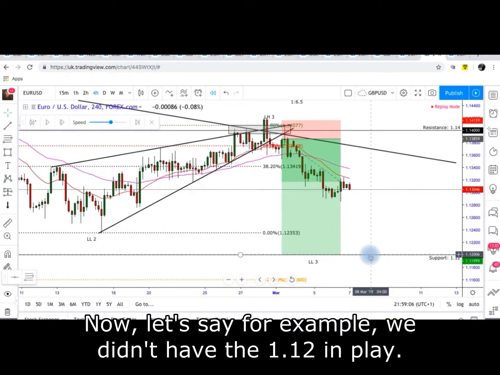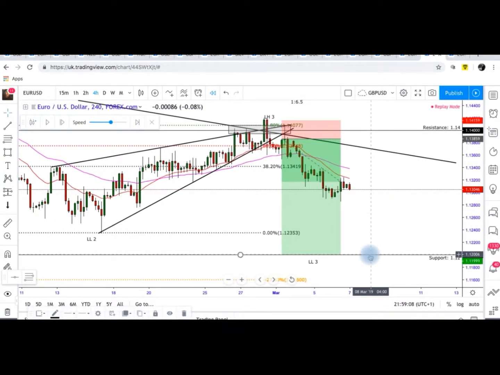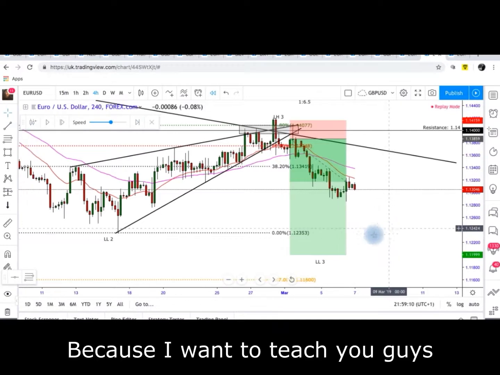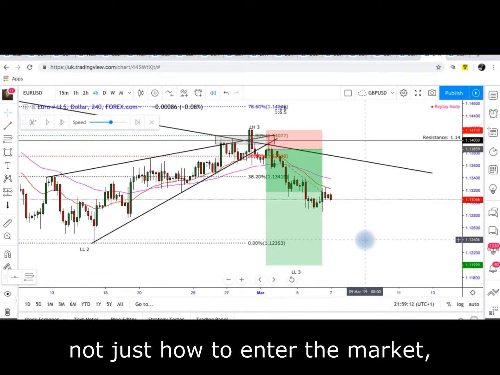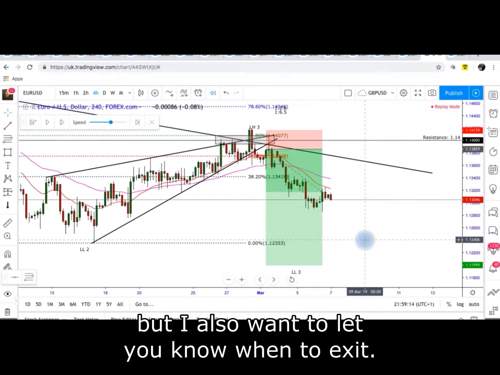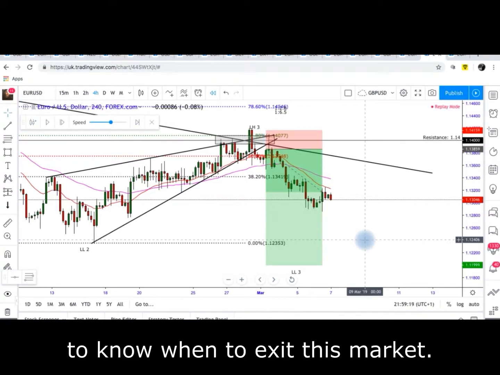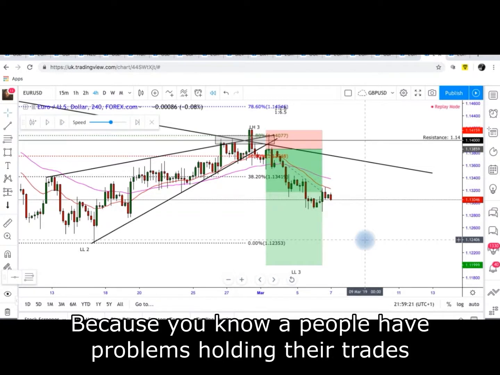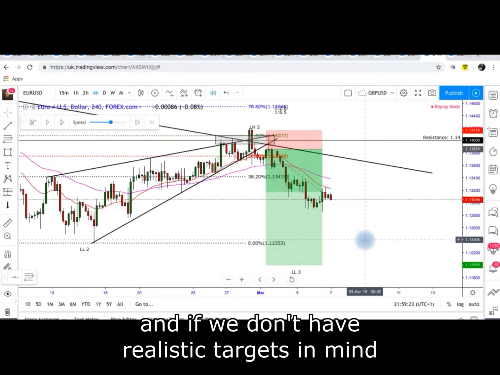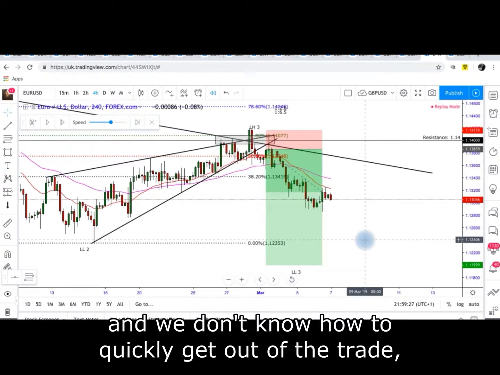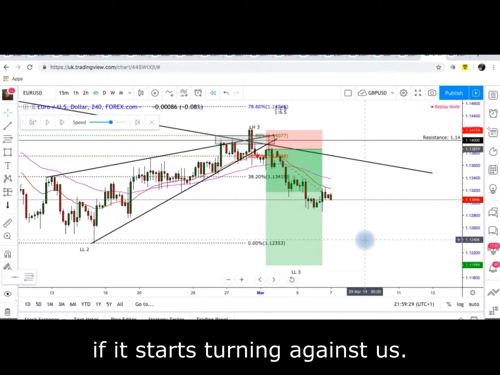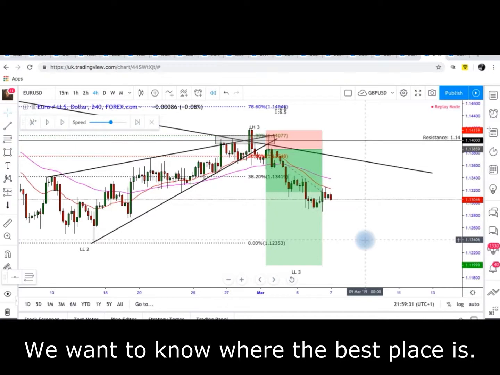Now let's say, for example, we didn't have the 112 in play. Because I want to teach you guys not just how to enter the market, but I also want to let you know when to exit. What are the things that you need to be looking for to know when to exit this market? Because a lot of people have problems holding their trades. And if we don't have realistic targets in mind, and we don't know how to quickly get out of the trade if it starts turning against us, we want to know where the best place is.